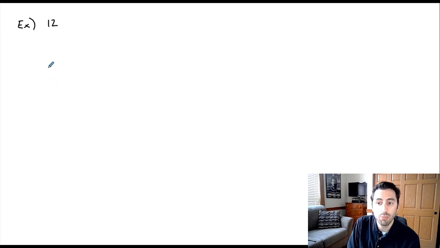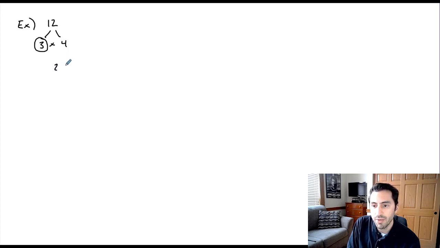So let's just start by breaking down 12. I can start anywhere I want, but I want to get down to some smaller numbers. So I know 12 is the same as 3 times 4. So we'll take 12 and break it down into these two numbers. Okay, 3 is a prime number, so I can stop with that one. But 4 is not a prime number, so we need to keep going.